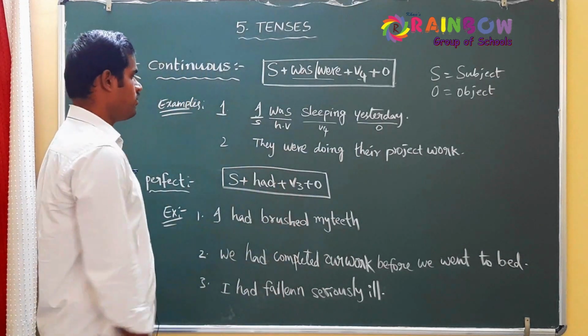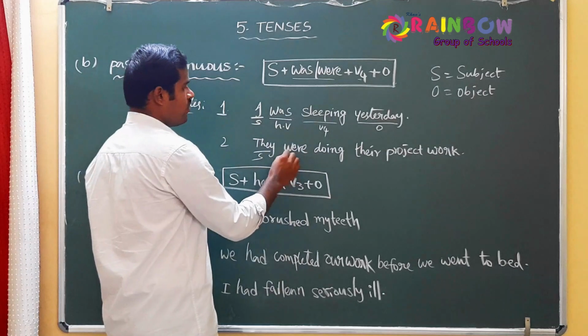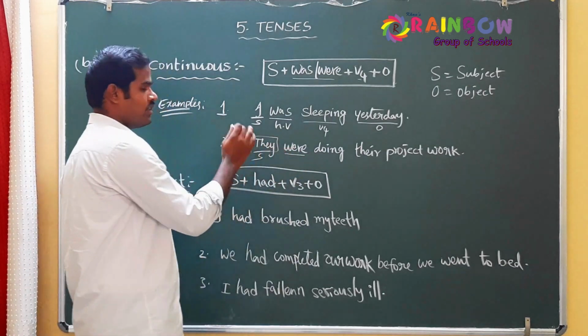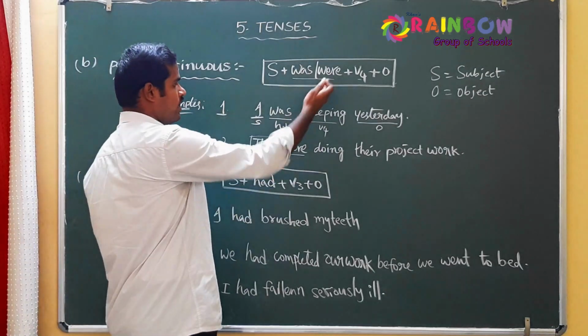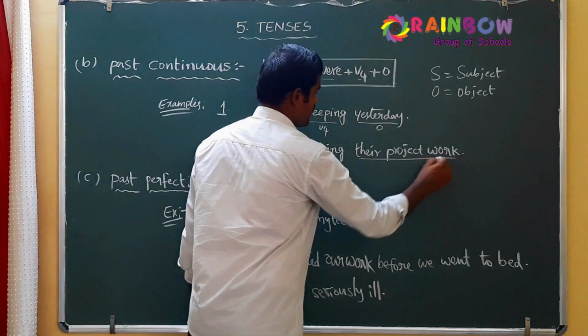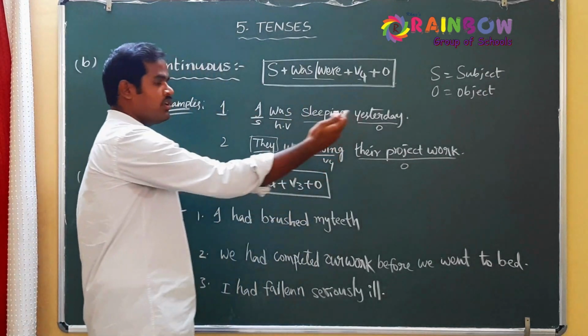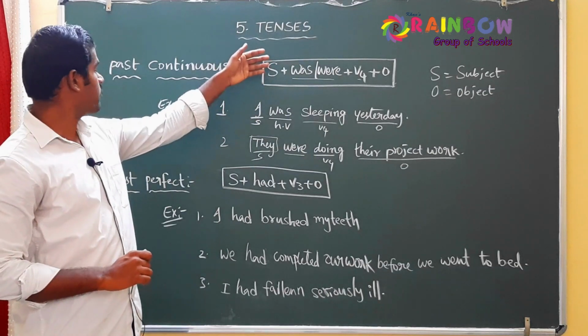Coming to the second example, they were doing their project work. They is the subject, were. See, here the subject is plural. They doesn't refer to one person, it refers to a group of people. So I have chosen were, and doing is V4, and the remaining sentence except subject and verb is the object. So finally, this is the example for past continuous.